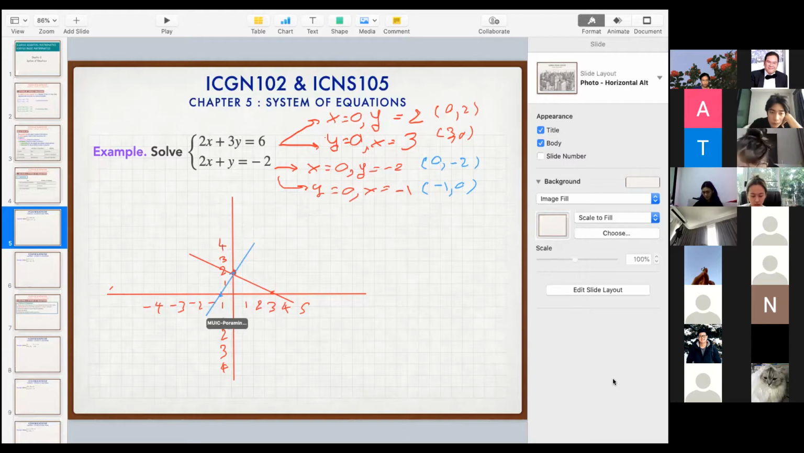So you can see from this graphing that there is one point where these two equations intersect each other. Hang on, I think I did something wrong. No sorry, the blue line is wrong, I'm sorry, I just did the wrong one. For the blue line it's (0, -2), it's here, and (-1, 0).